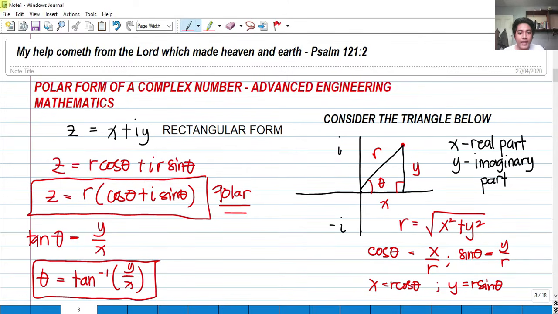Theta is best expressed in radians. So if you're going to use your calculator, it's always best to make it in radian mode.